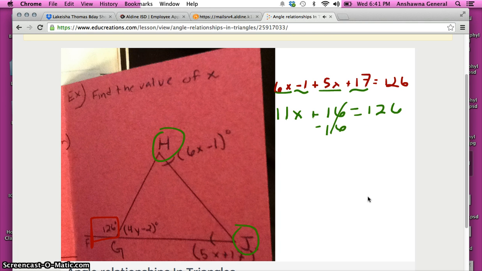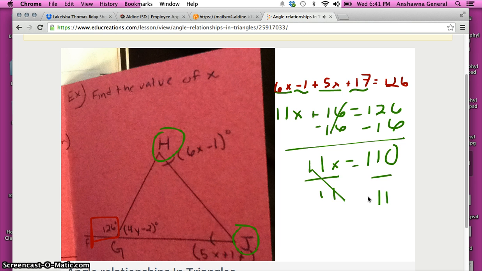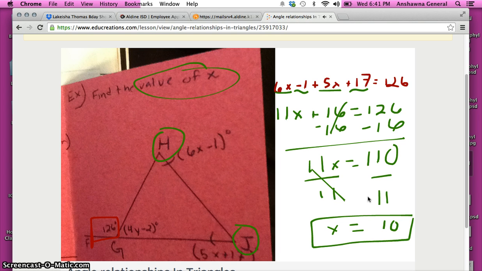Minus 16. So you get 11x equals 110. Divide by 11. So x equals 10. And they only asked me to find the value of x, so I would be done with this question.